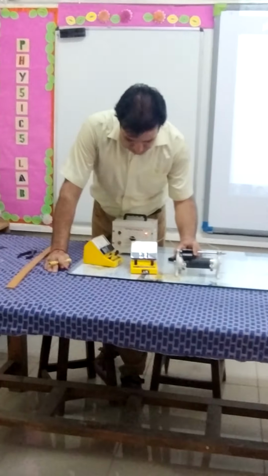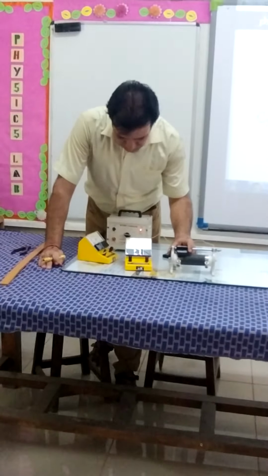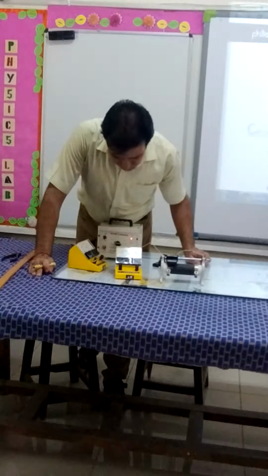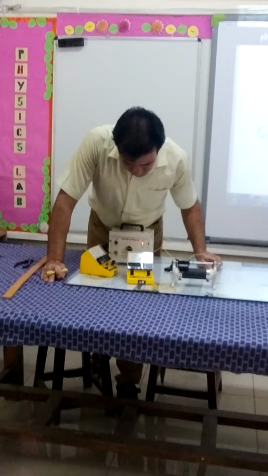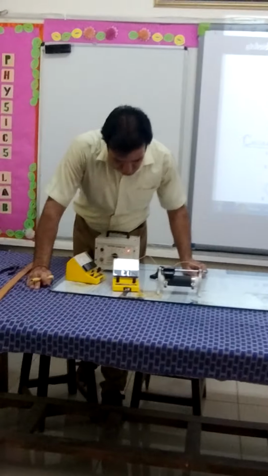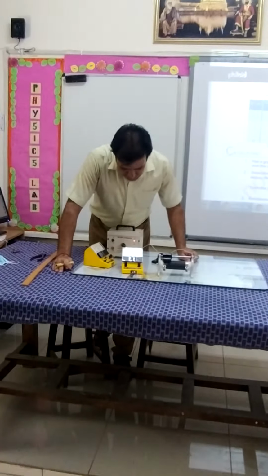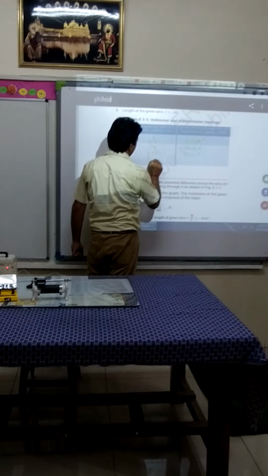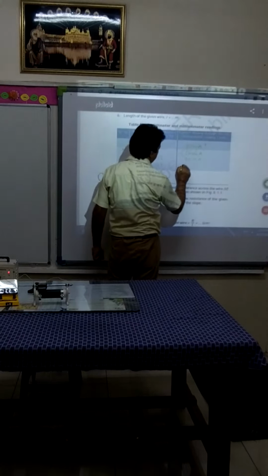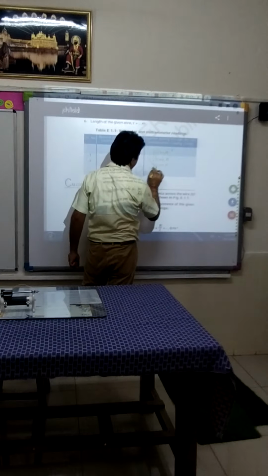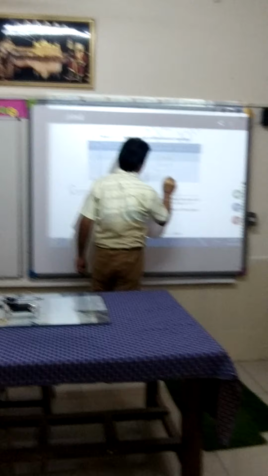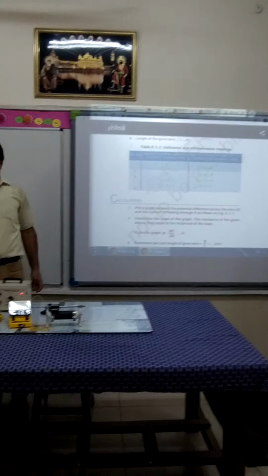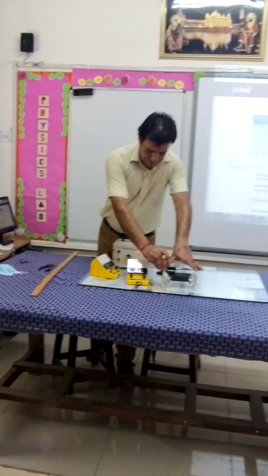So what we found is that the voltmeter reading is also increasing. So at 200 we are getting, it is on the second line, so it is 0.10. So we are getting the reading at 0.10 volt at 200 milliampere. So similarly now we can increase the battery voltage up to 4.